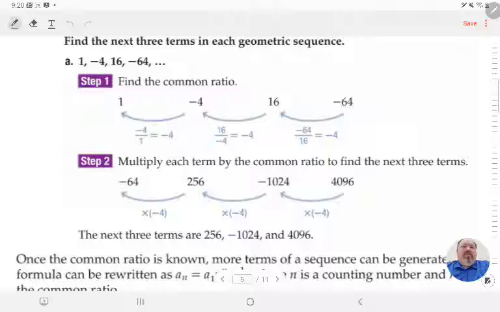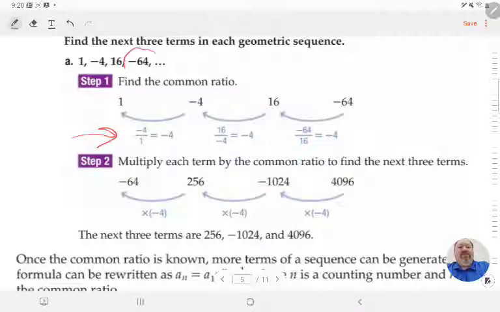All right. So find the next 3 terms in each geometric sequence. Okay, so they tell us it's a geometric sequence. We need to find the next 3 terms. So the first thing we want to do is find the common ratio, which is what they did here. -4 over 1 is -4. 16 over -4 is -4. And -64 over 16 is -4. Then we are to multiply each term by the common ratio to find the next three terms.